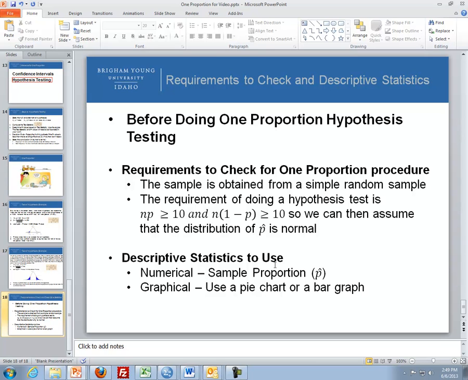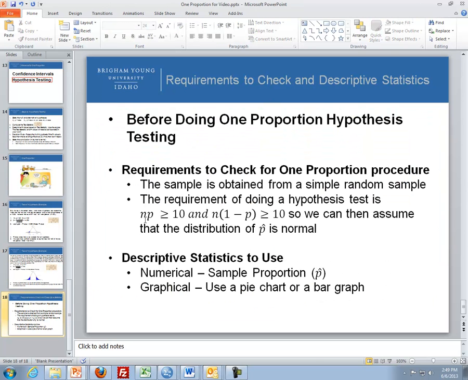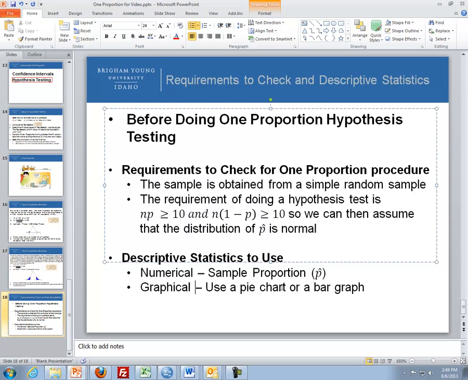One more slide here. Before doing a one proportion hypothesis test, we need to check certain requirements. First, the sample needs to come from a simple random sample. And the requirement for doing a hypothesis test is that n times p, where p is the null hypothesis, similar to what I have here as p naught, so n times our null hypothesis, is greater than or equal to 10. And also n times 1 minus our null hypothesis is greater than or equal to 10. That way we can assume that the distribution of our p hat, or our sample proportions, is normal. Now, the numerical descriptive statistics are the same as for your confidence interval. Basically our sample proportion is our numerical descriptive statistic, and graphical is either a pie chart or a bar graph, which I showed you in the previous parts of these videos in part 2.